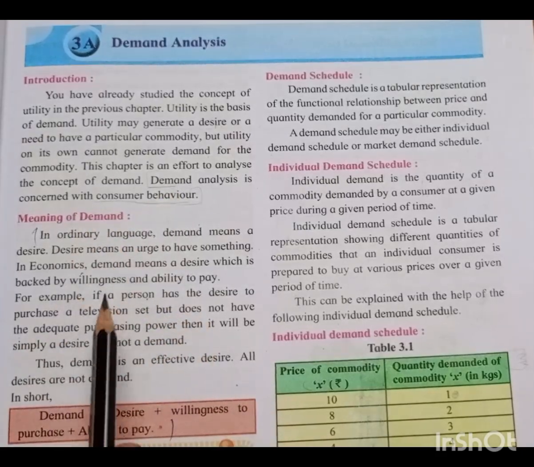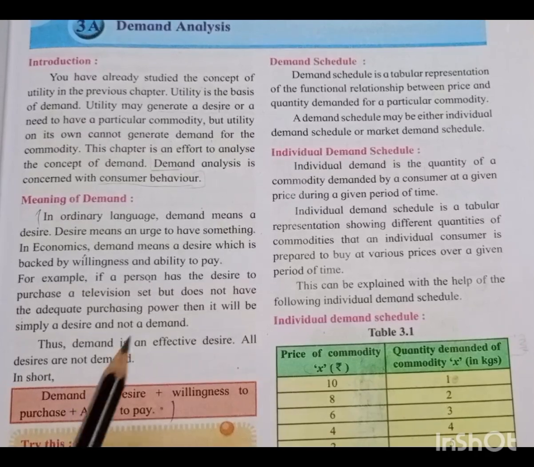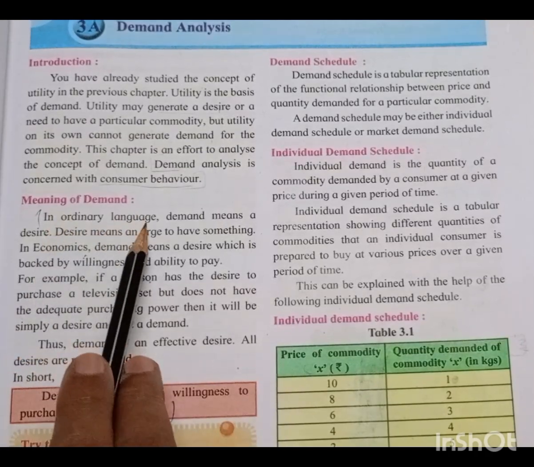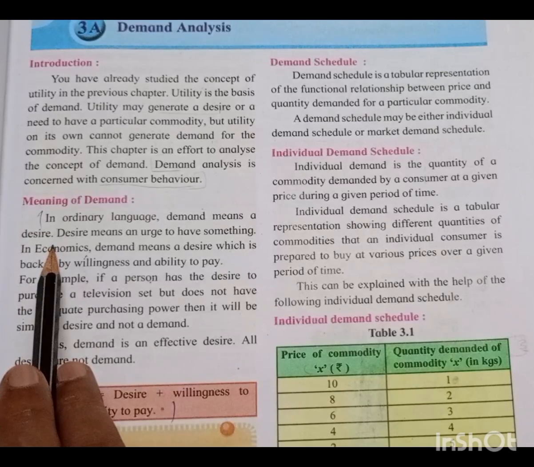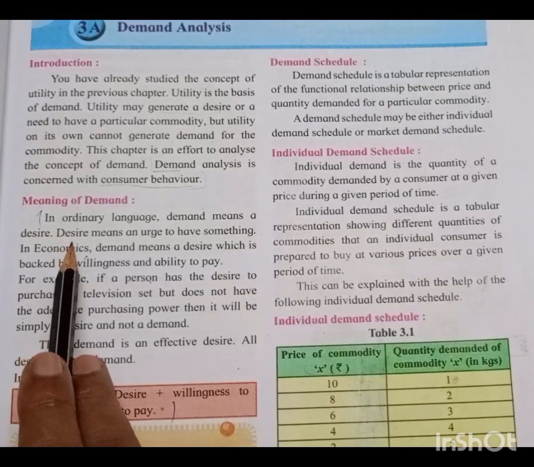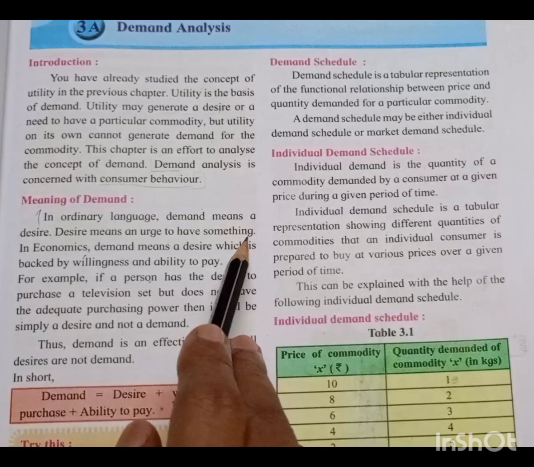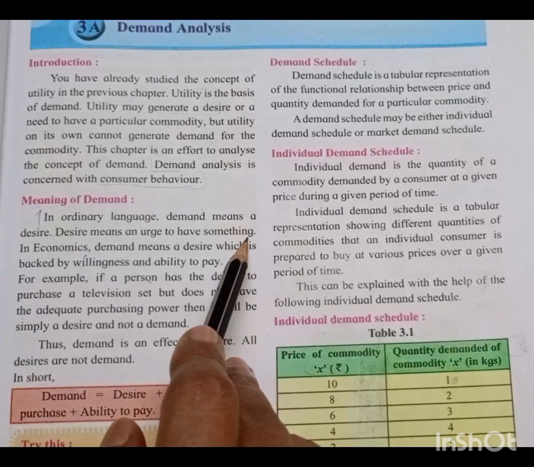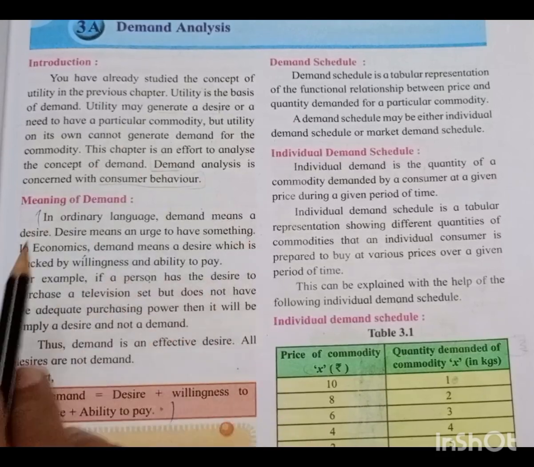Now, going on with the meaning of demand. In ordinary language, demand means a desire. And what is desire? Desire means an urge to have something. आपको कुछ चाहिए, किसी भी चीज़ की आप feel करते हो कि मुझे इसको इस्तेमाल करना है. You feel that I should go for buying that particular commodity, I should go for using that particular service.